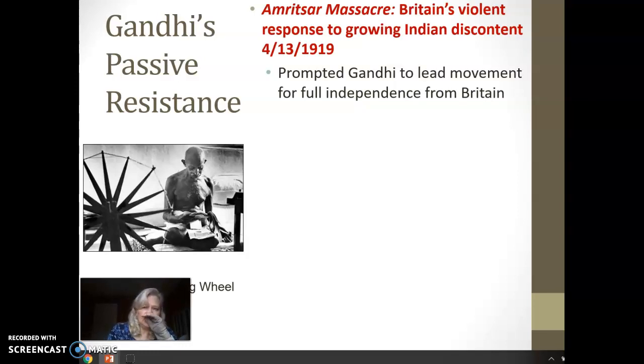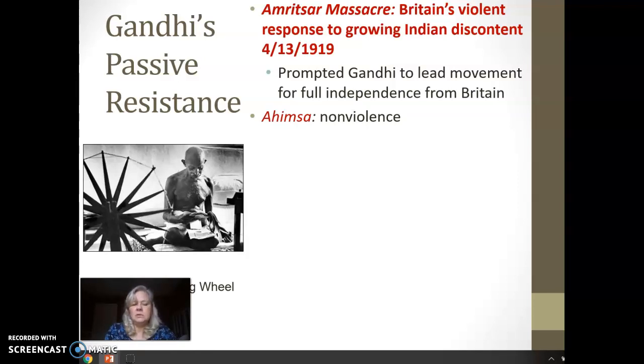So I've already talked about the Amritsar massacre that occurred on April 13th, but this was a catalyst for Gandhi to lead a movement for full independence from Britain. India just had to be independent from British rule. Now, it wouldn't happen for a long time, but this is what he proposed, based on something called ahimsa, nonviolence.